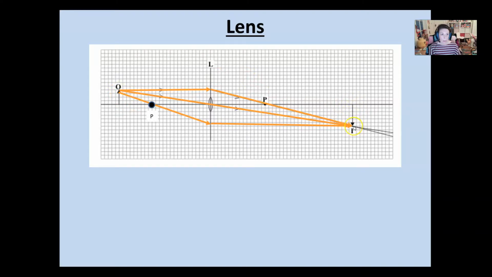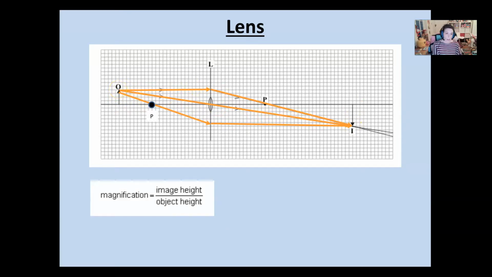We can tell some things about this image. We can tell it's magnified because it is 1, 2, 3, 4, 5, 6 times bigger than this one. 1, 2, 3, 4. Not 6 times bigger, sorry. This one's 6 squares and this one's 4 squares. So its magnification would be the image height divided by the object height. This is 6 squares, this is 4. 6 divided by 4 is 1.5. Okay?